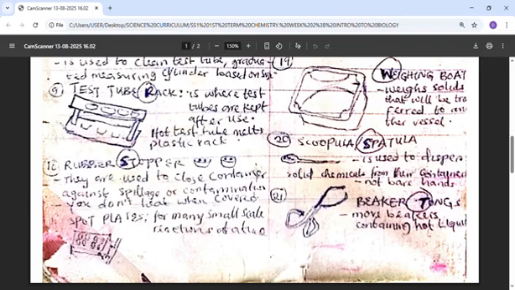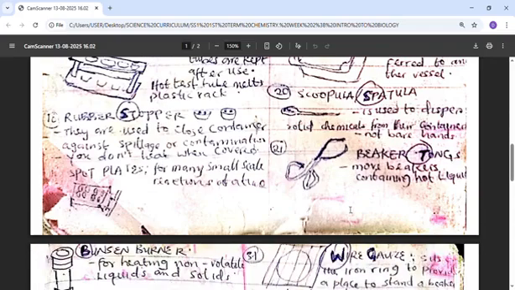So then we also have another apparatus called beaker tongs. You use it to move beakers. You use it to hold your beaker and move it, especially when it has hot liquid.